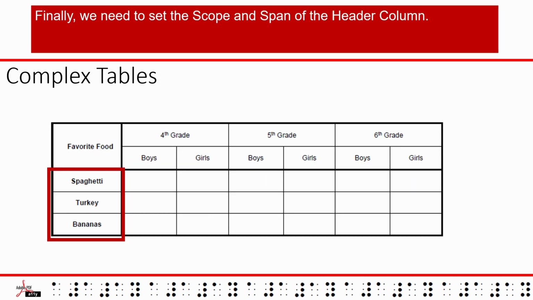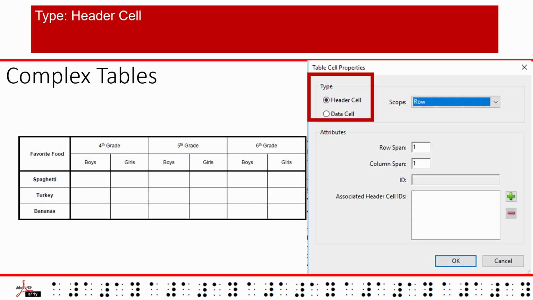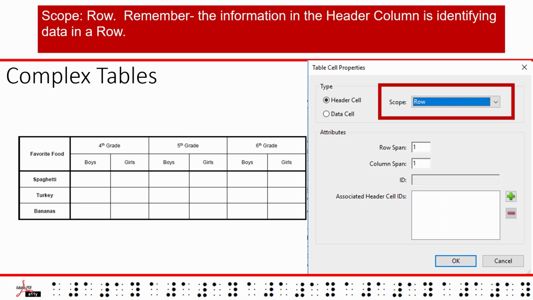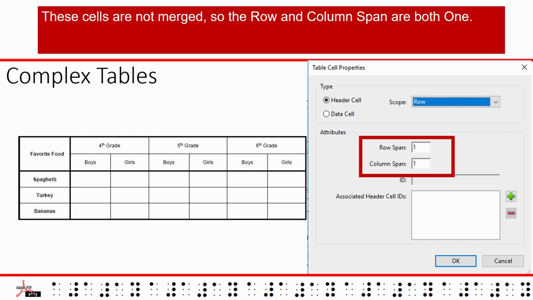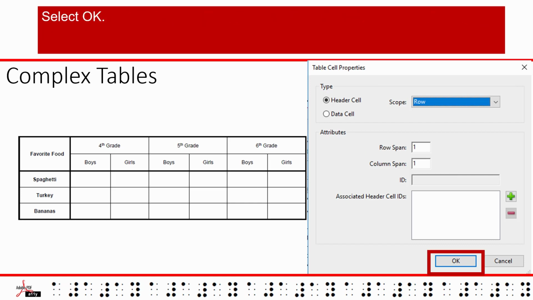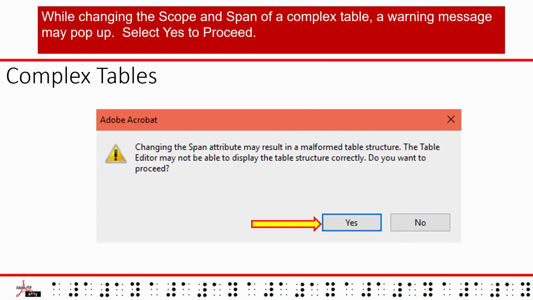Finally, we need to set the scope and span of the header column. Type, header cell. Scope, row. Remember, the information in the header column is identifying the data in a row. These cells are not merged, so the row and column span are both 1. Select OK. While changing the scope and span of a complex table, a warning message may pop up. Select Yes to proceed.